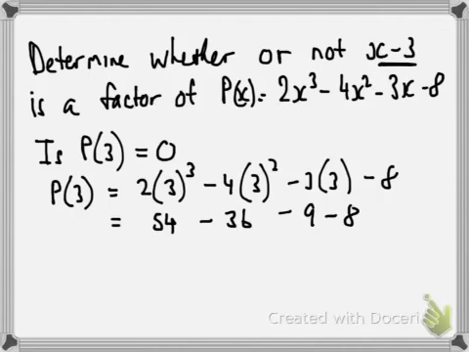And sure enough, if I add those up, they're not going to equal 0. That put me off there for a moment. Remember the question's asking whether it is a factor or not. If I actually look at that, I get 54 minus 36 is 18. 18 minus 9 is 9, minus 8 equals 1. So that means, looking at that, p of 3 doesn't equal 0. Therefore, x minus 3 is not a factor. We can say that that's definitely the case. If we'd got 0 there, it would have been a factor.